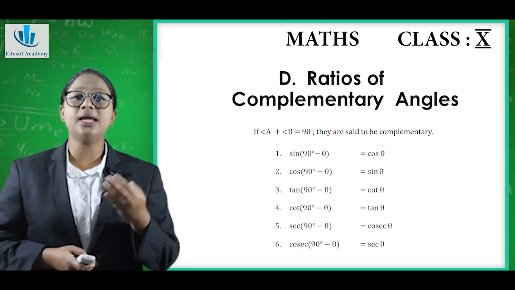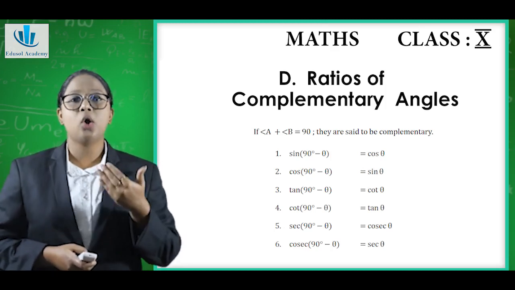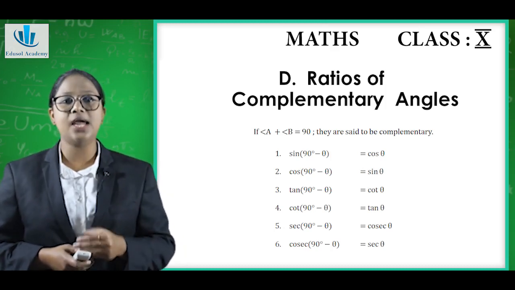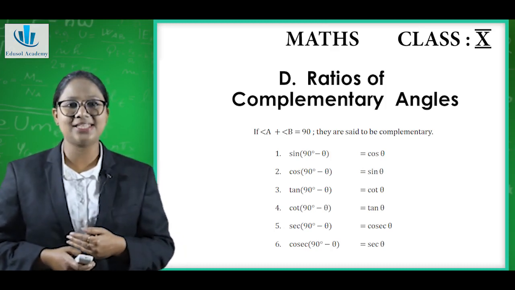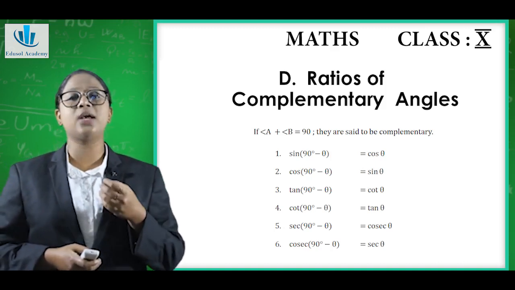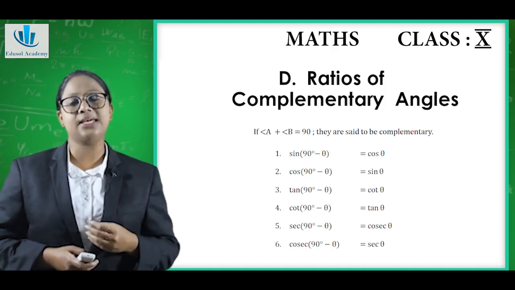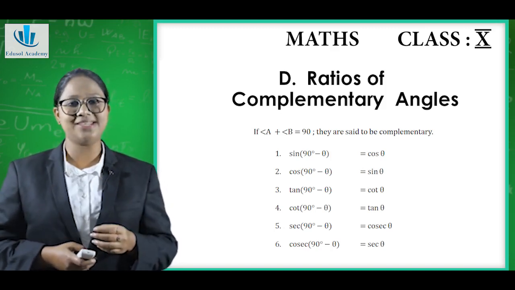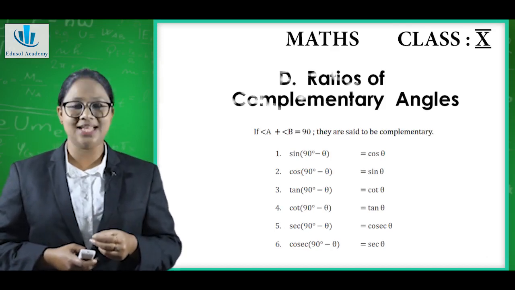Moving on, similarly the converse is also valid. Cos 90 minus theta is equal to sine theta. Tan 90 minus theta is equal to cot theta. Cot 90 minus theta is equal to tan theta. Sec 90 minus theta is equal to cosec theta, and cosec 90 minus theta is equal to sec theta.